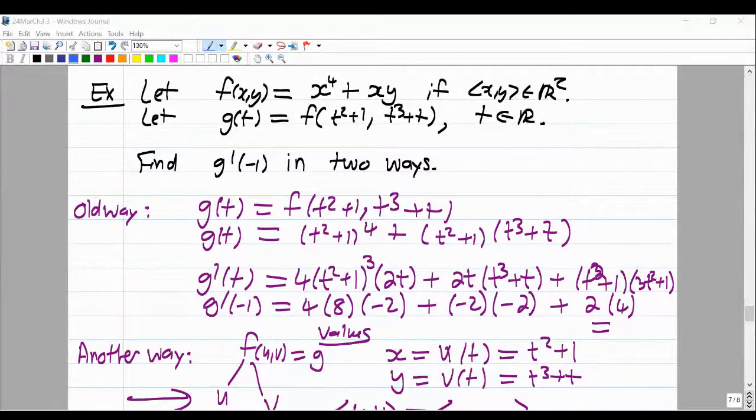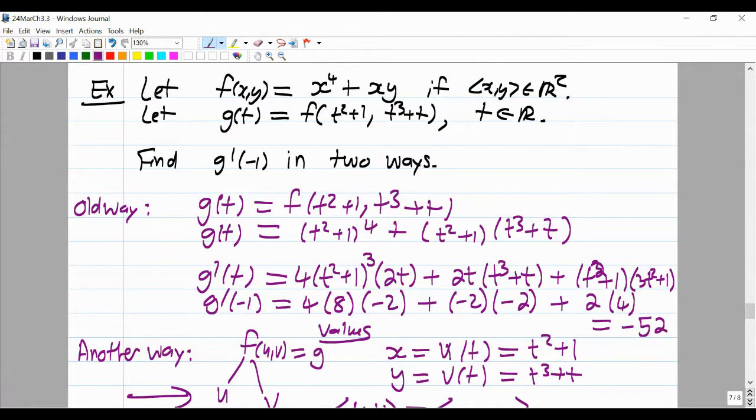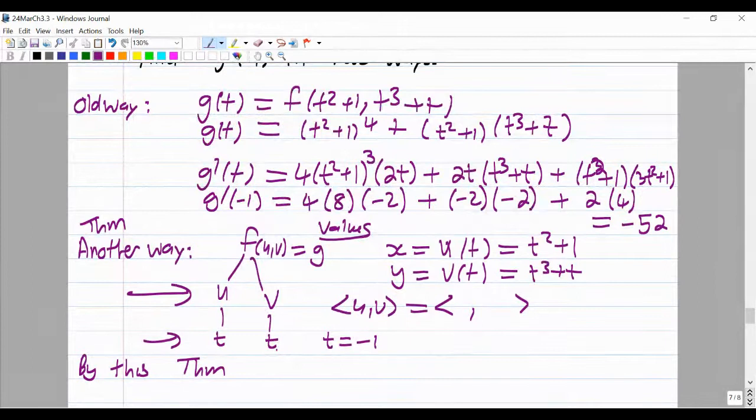Yes, we have two people agreeing with minus 52. I agree with minus 52. So it is minus 52. Now let's do this using this brand new theorem that we have, theorem 78.